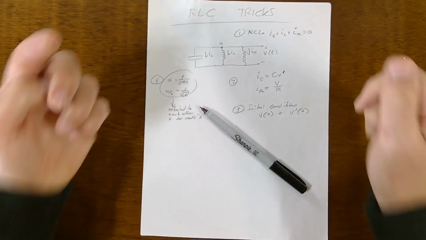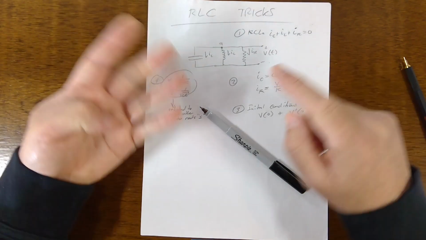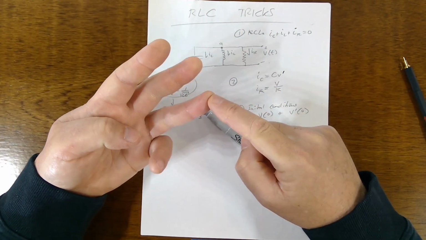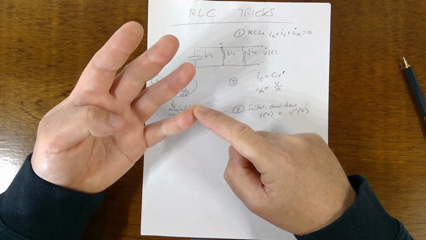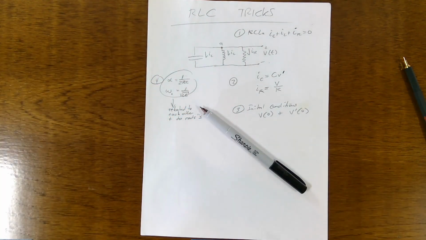All right, so I'm going to work 3 or maybe 4 problems: a critically damped, an overdamped, and an underdamped, and then something that's just kind of a review. All right, thanks.